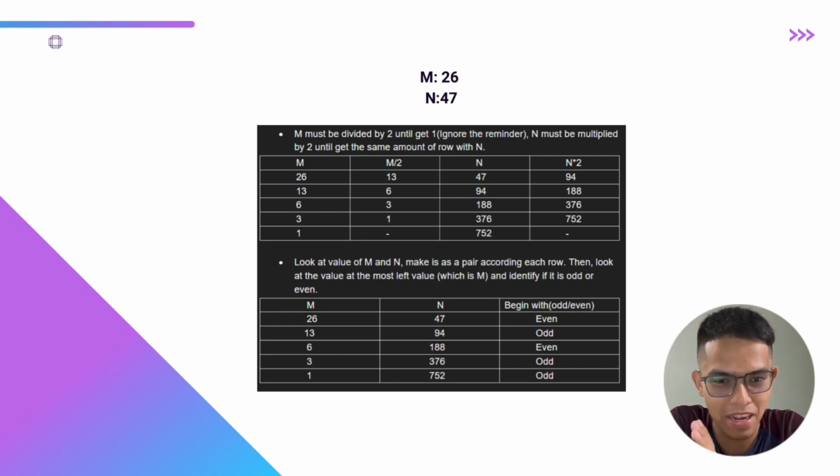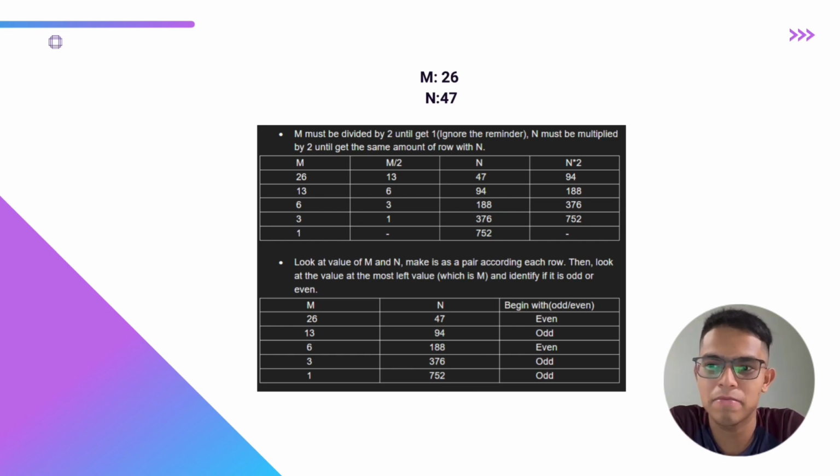Please keep in mind that in this process we must ignore the remainder of each operation. So for example here, the first value of M we got is 26. 26 we divide by 2 and we get 13. 13 we divide again by 2, we get 6. Then 6 we divide again by 2, we get 3. And 3 we divide again by 2, we get 1. After we get 1, we must stop. And here we got 5 rows of M values.